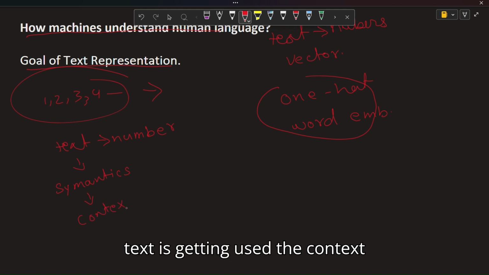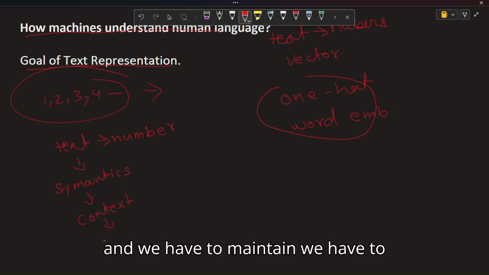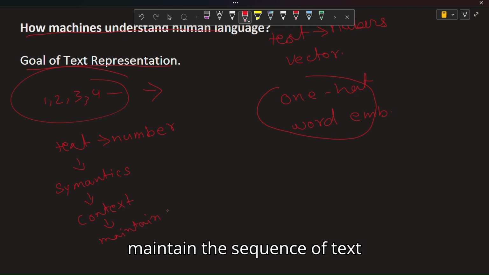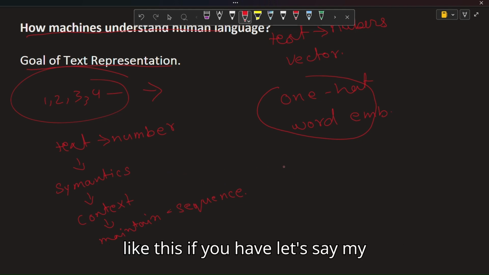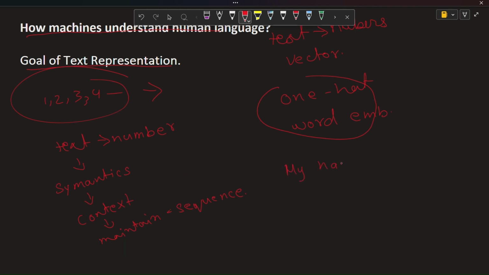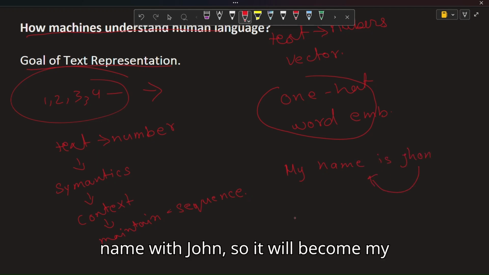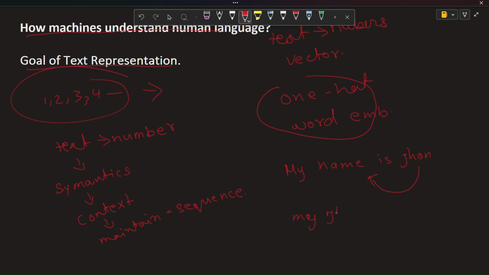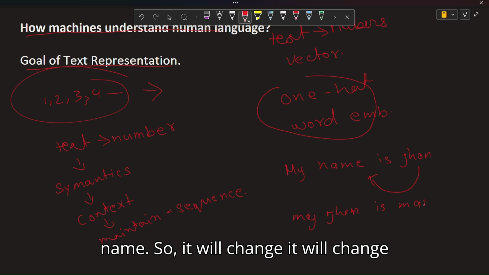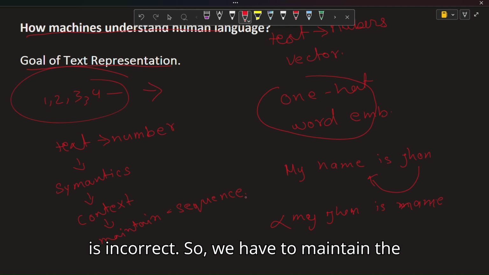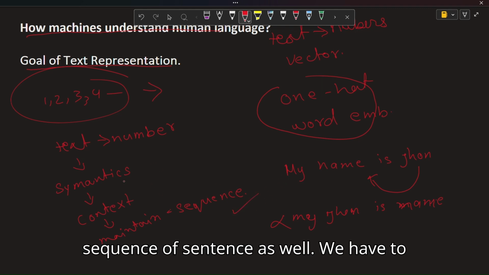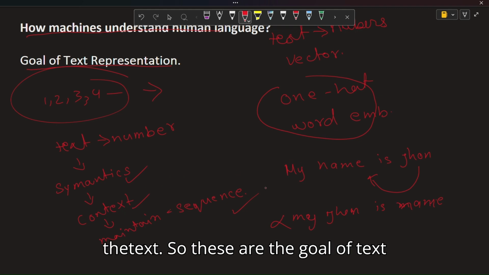which that text is getting used, and we have to maintain the sequence of text, because in textual data sequence matters. If you have, let's say, "my name is John", and in this sentence you replace name with John, it will become "my John is name". So it will change the meaning of the sentence, and this sentence is incorrect. So we have to maintain the sequence of the sentence as well. We have to capture the semantics and the context of the text. So these are the goals of text representation.